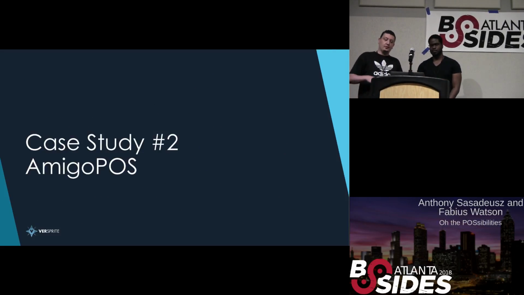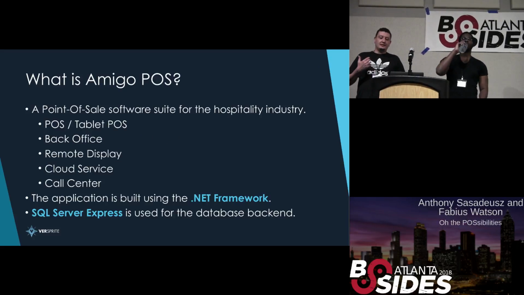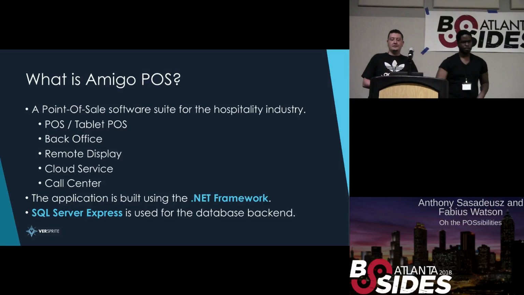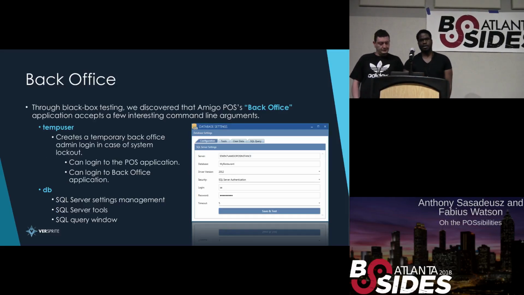Our next point of sale system that we'll be speaking on is Amigo POS. This is basically used in the hospitality industry. This was a little different than POSIM, as it was written in the .NET framework, and it also used SQL Server Express as its backend. Amigo comes bundled with several different applications. One of the interesting ones we looked at was called the back office application. Through some black box testing of this application, we discovered that it accepts some interesting command line arguments.